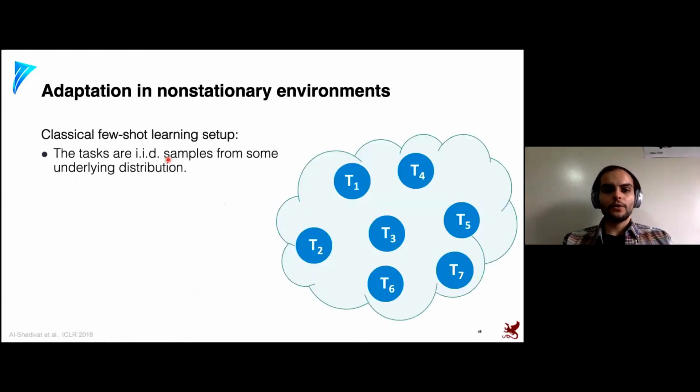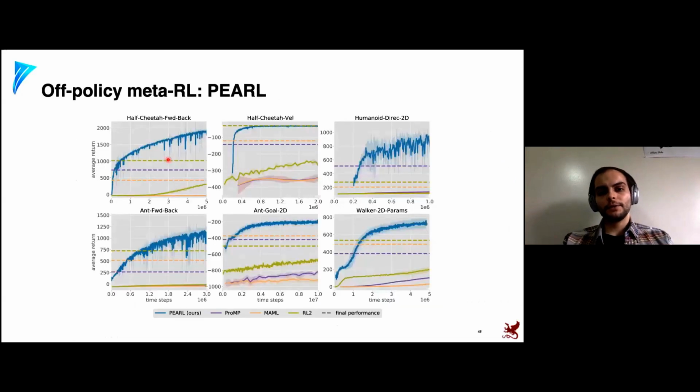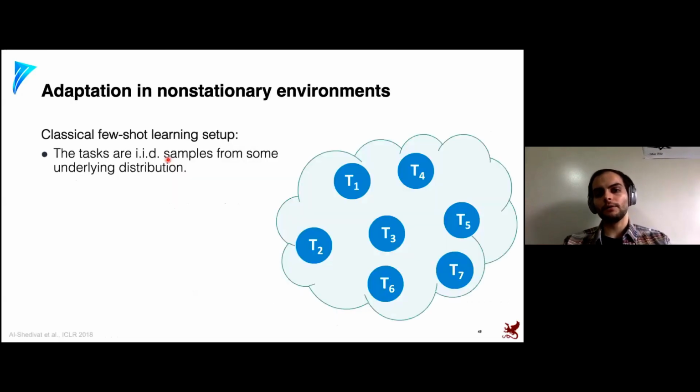All right, so I'm going to slightly shift gears from here, since we considered both on-policy and off-policy meta-RL. I'm going to look into the problem of non-stationary environments. So this is great. We have a lot of tasks. Now we have a distribution over all these tasks. We assume that these tasks are coming to us IID. Given a new task, we can observe a few samples from it, maybe try to interact with it, and we're going to solve it.